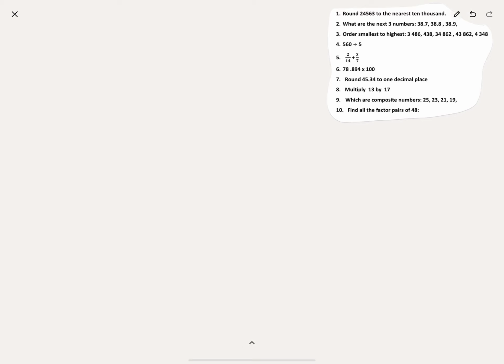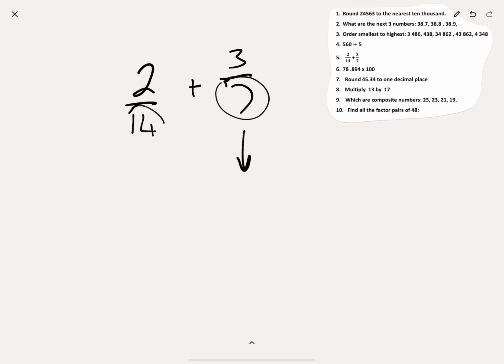2/14 add 3/7. Obviously, they can't interact, they're different denominators, so we need to make sure that they're the same. I could change the 14th into 7th, but normally, or you might get something that can't divide very well, so you normally choose the smaller digit denominator, I've chosen my language carefully there. So choose the smaller digit denominator and multiply it so it becomes the larger digit.